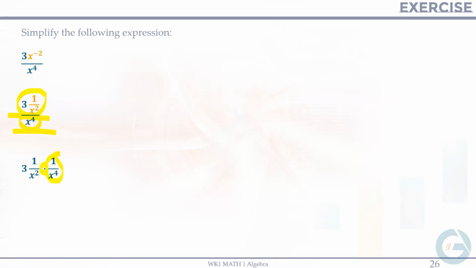Of course, 3 times 1 times 1 is 3. And the denominator now is x squared times x4. So we have the same base. So when multiplying an expression with the same base, we add the exponent, right? If you remember the rule. So we have now 3 over x raised to 2 plus 4. Or that is x raised to 6. And this is the answer for this exercise.